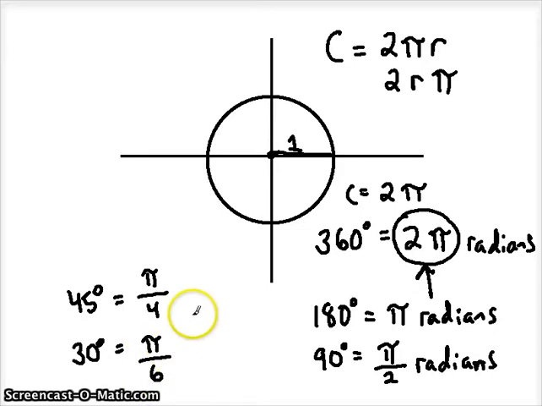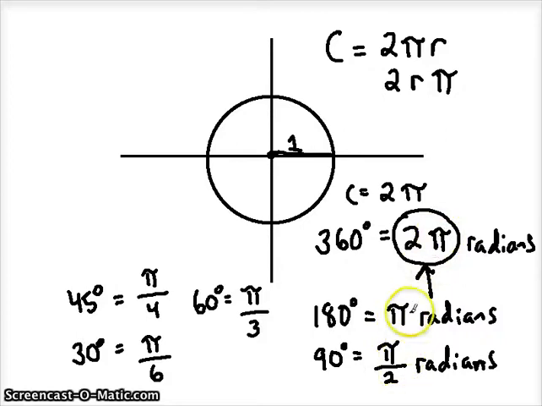And if we double that, we can easily see what 60 degrees is. So if I just multiply by 2, that would be 2 pi over 6, and that would reduce to pi over 3. So 360 degrees, 180 degrees, 90 degrees, 60, 45, and 30 degrees all have these pretty standard radian amounts.